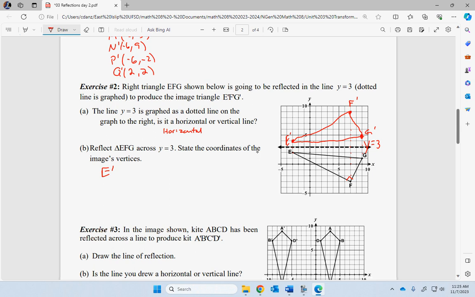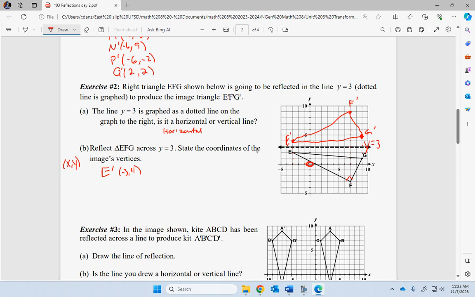Now be careful. Right here is the origin, right? So when we name points, we start from the origin. E prime is at -3, because I went 3 to the left, and positive 1, 2, 3, 4, because I went 4 up. Remember, when we're naming points, it's always x comma y. Always start from the origin.